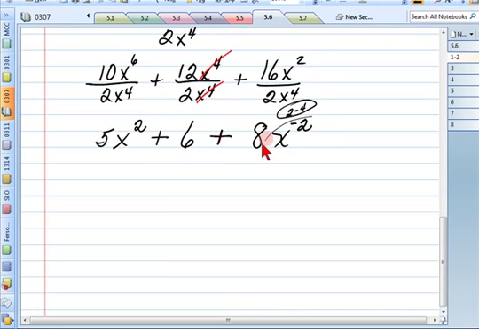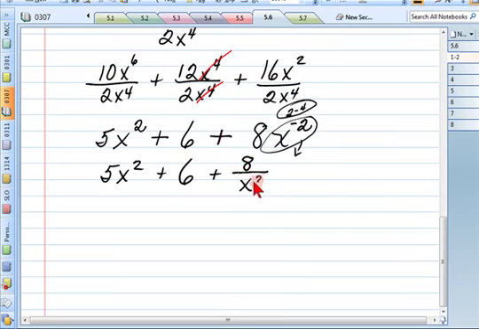What does this statement right here say? It says, move me, please. Your final answer should be 5x squared plus 6 with no x, plus 8 over x to the positive 2. Why did the 8 not move?